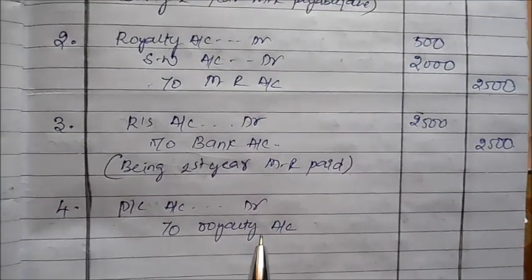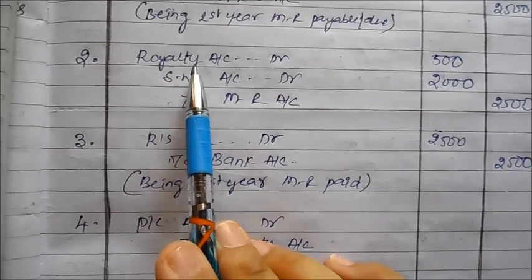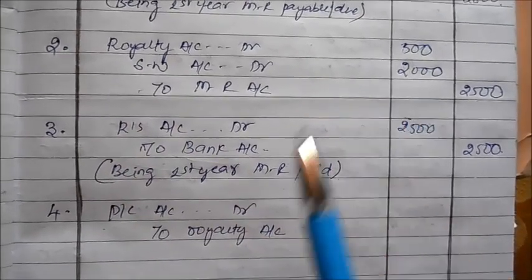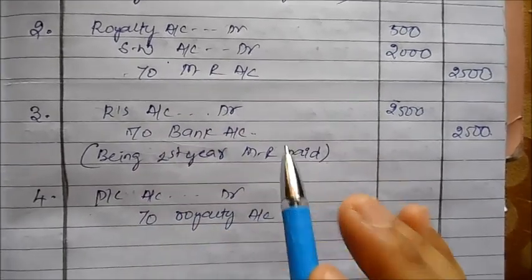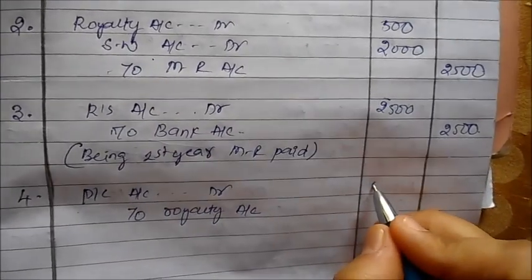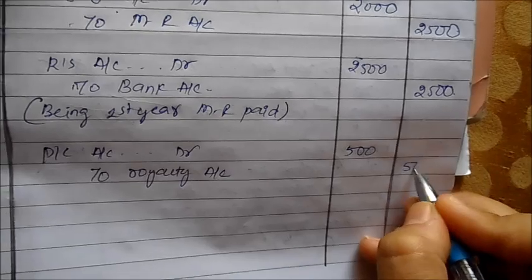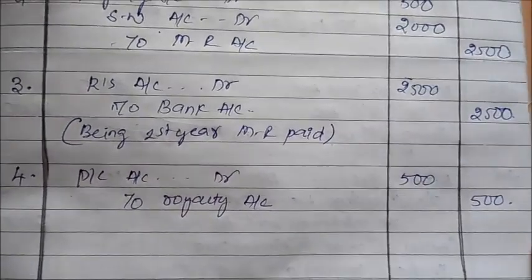Now you should be very careful. Only the amount of royalty, that is rupees 500, will get transferred. The remaining, short working, will be recorded separately. So we will write only 500 here and close.